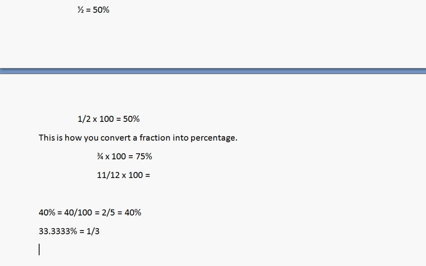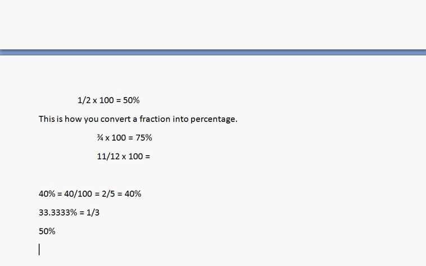Similarly, if we say we have 50%, we do what? We do 50 by 100, which means 1 by 2. So this is how we convert fractions to percentage and percentage to fraction. I advise you just remember all the fractions from 1 by 2 up till 1 by 15, right? So you just remember the conversion of all these fractions into percentages and vice versa.